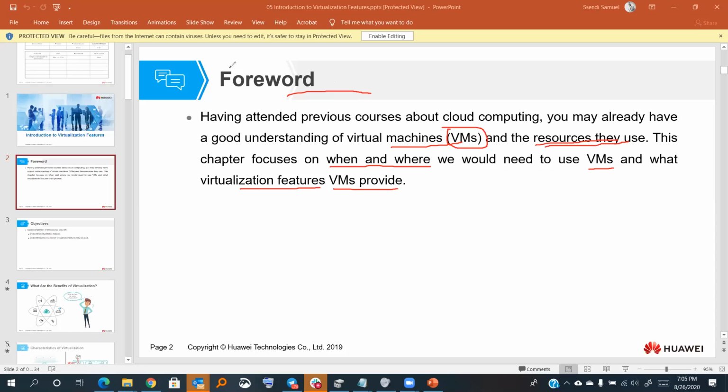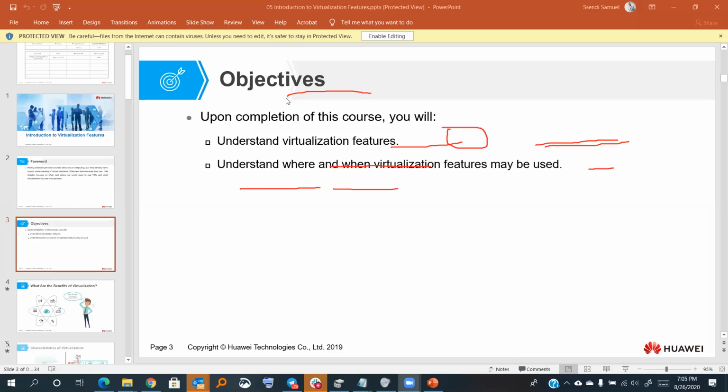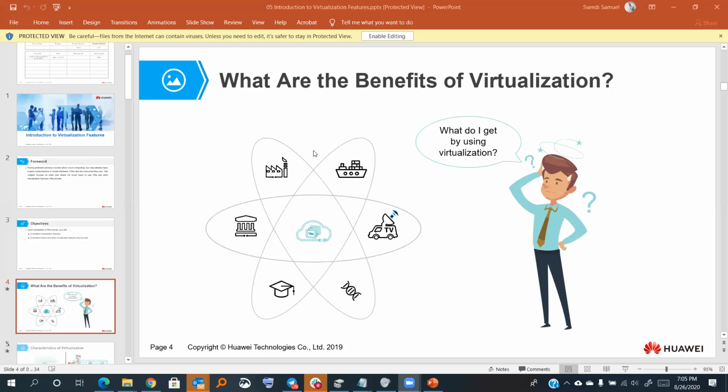Okay, so we have our objectives, and we are saying that upon completion of this course, you will understand virtualization features. You will also understand where and when these features may be used. So quick question, what are the benefits of using virtualization? Basing on what we have covered before, can I get someone to tell me what they think could be some of the advantages or benefits of leveraging or using virtualization?